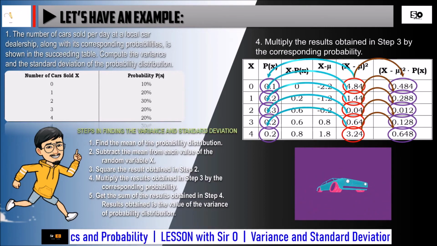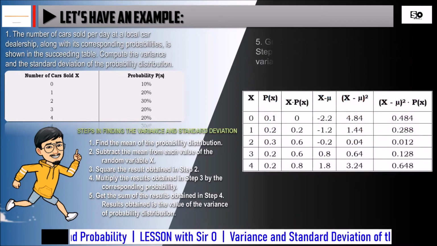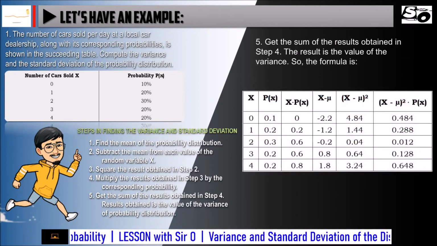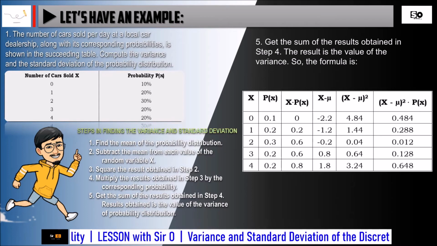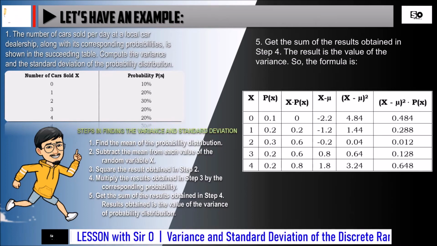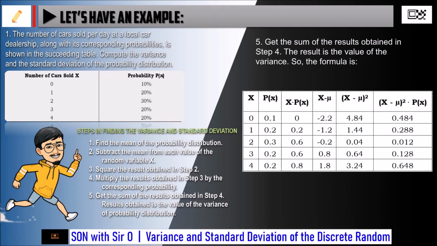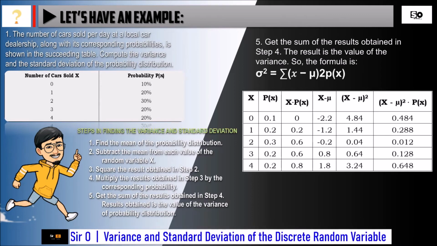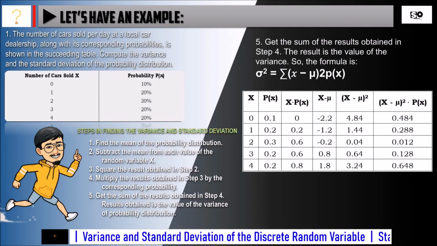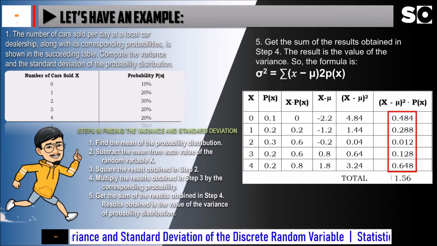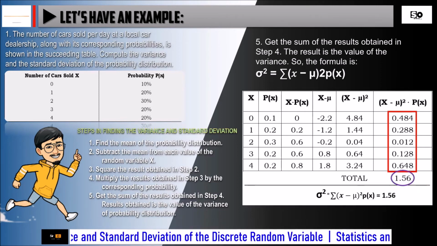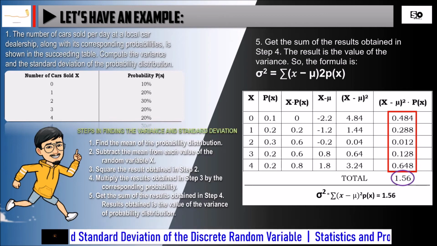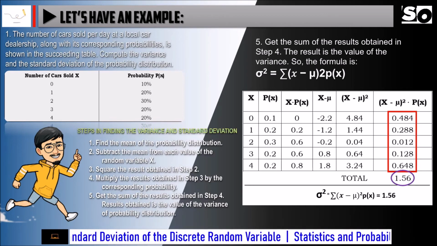The last step, step 5, get the sum of the results obtained in step 4. The result is the value of the variance. Using this formula, we add all the obtained values in step 4. So we have variance is equal to 1.56.